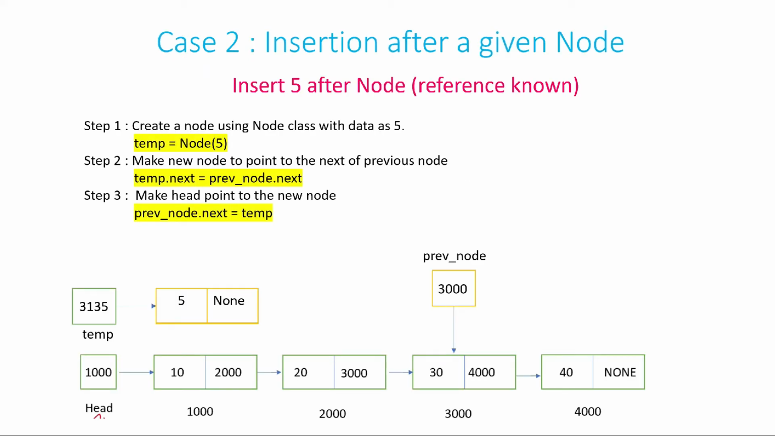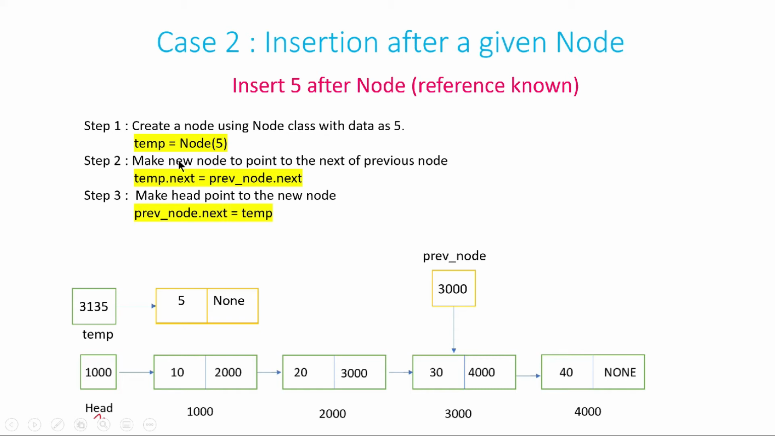Now let's come to case 2, when we want to do the insertion after a given node. So what would be given to us? We would be given a reference to the node after which I want to insert my new node. So suppose I want to insert 5 again after some node, and the reference to this node would be given. So this would be the previous node, and after that you need to insert the new node.